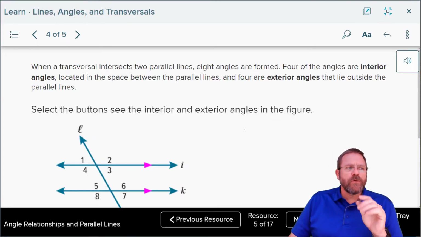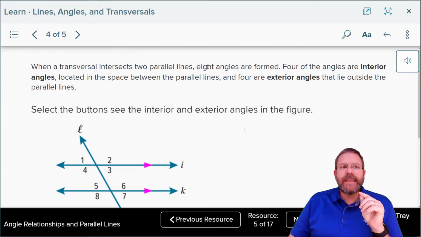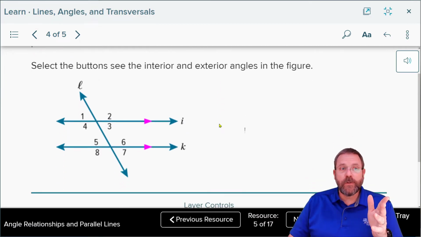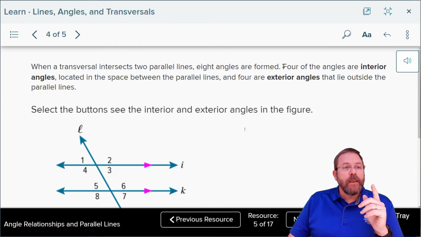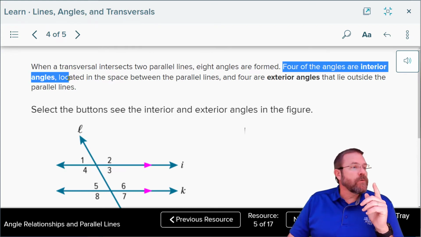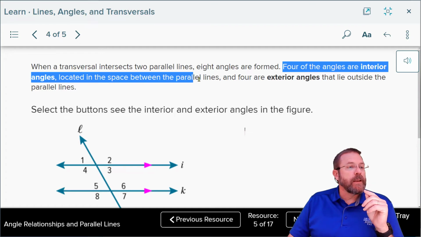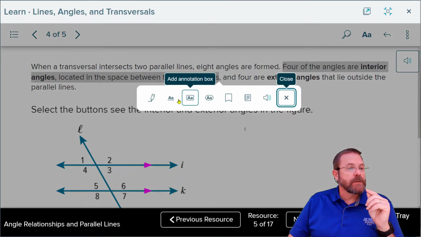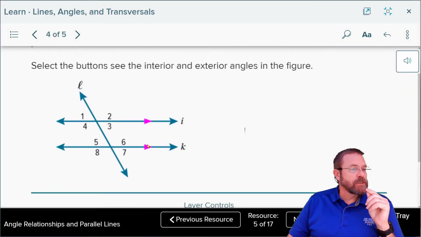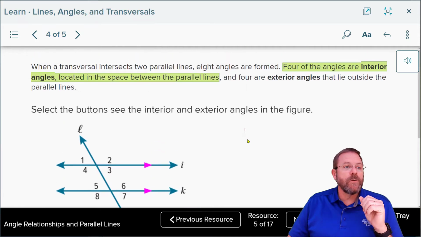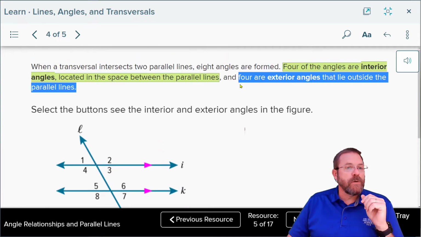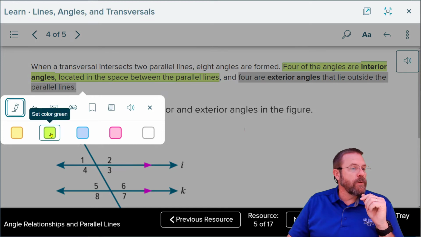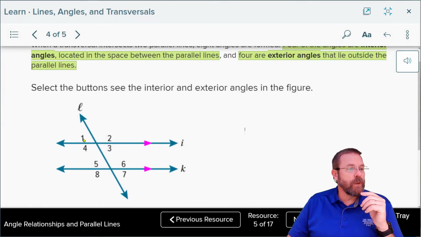Now, when a transversal intersects two parallel lines, 8 angles are formed, and we talked about that earlier as well. Four of the angles are going to be interior angles, and they're located in between the parallel lines. So we're going to highlight that, and you can see angles 3, 4, 5, and 6 are all going to be interior angles. The angles that lie outside the parallel lines are the other vocab term, exterior angles. Angles 1, 2, 8, and 7 are all going to be your exterior angles.